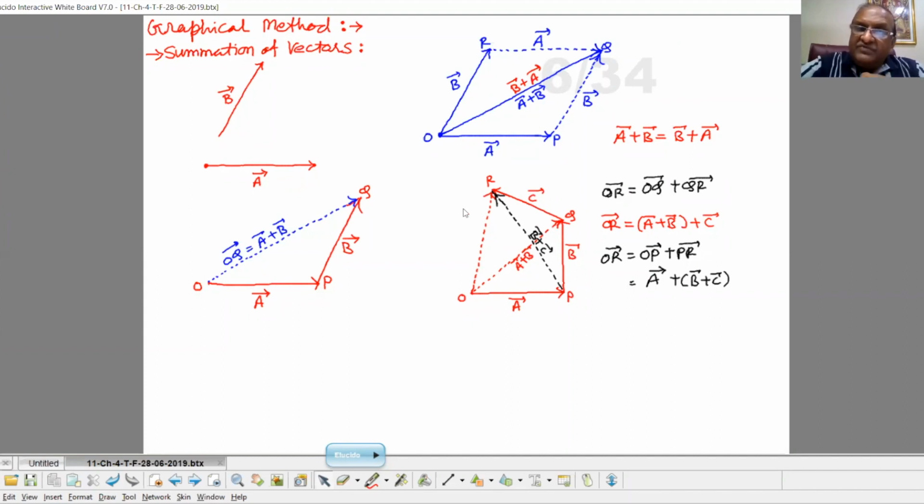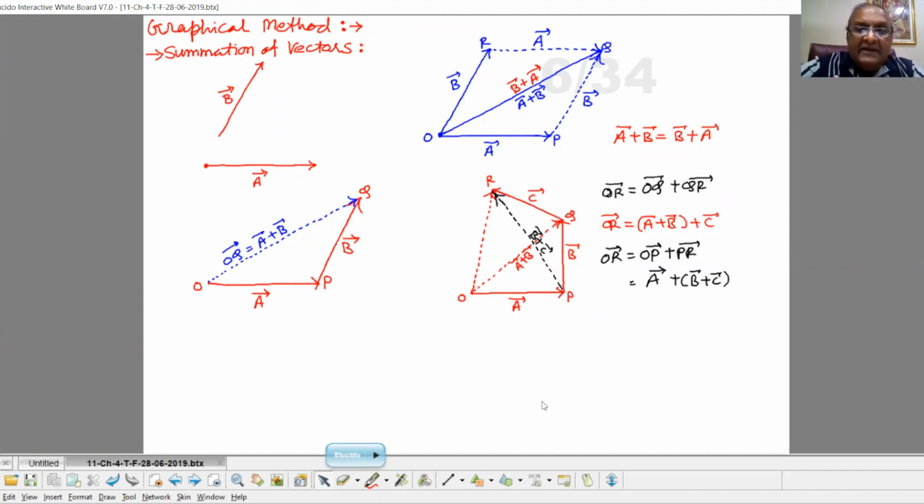Now, suppose we want the summation of three vectors or four vectors or five vectors, then simply extend this triangular method. In this method, what we do? We place a second vector from the head of the first one. If you want the summation of three vectors, then do this: on the head of the first vector, represent the second vector. From the head of the second vector, represent the third vector. It implies that we arrange the vectors head, tail, head, tail, like that.